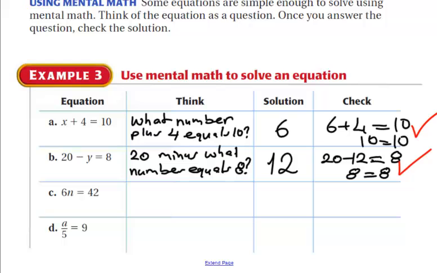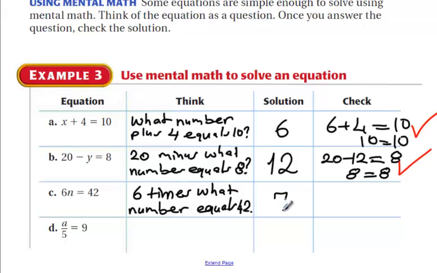Next one, how can we think about the next example? Basically we have multiplication in here, and since we have a variable, I need to say 6 times what number equals 42. So 6 times what equals 42? 7. So 6 times 7 is equal to 42, 42 equals 42. Then we are right.